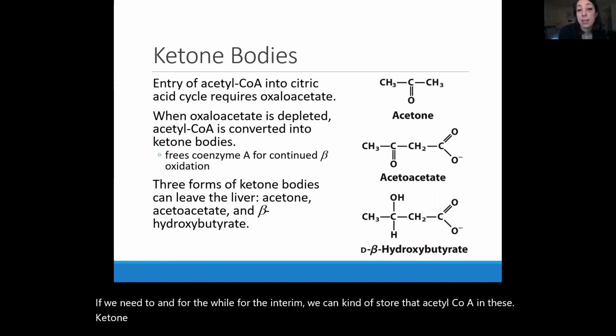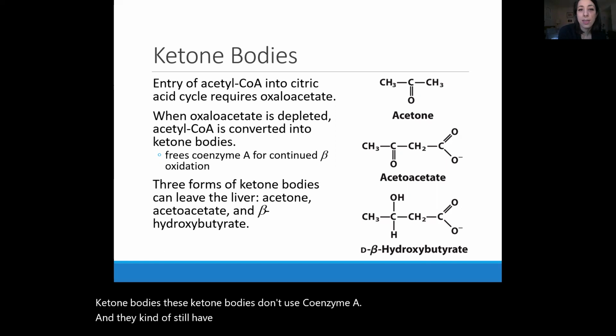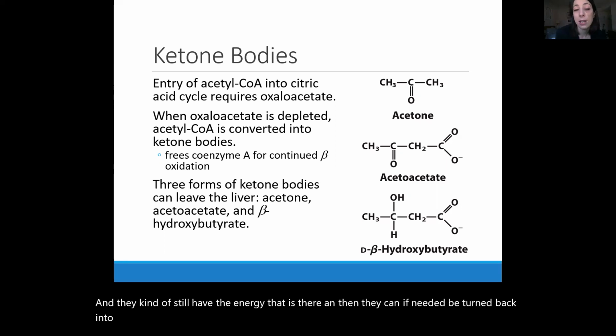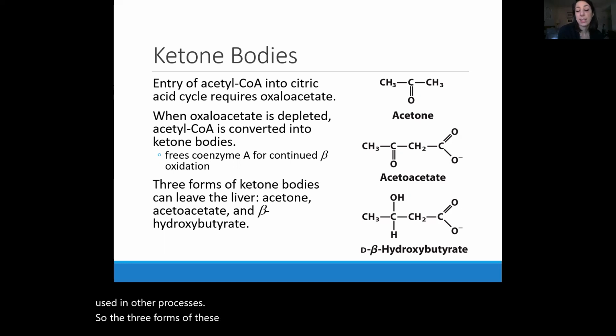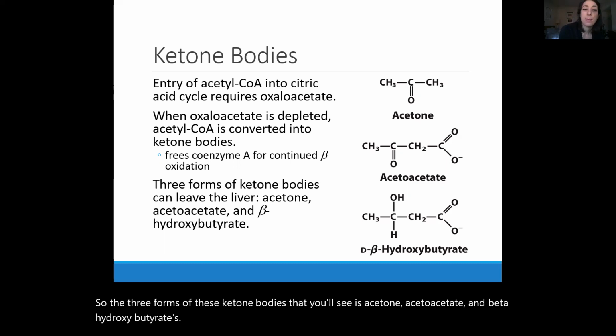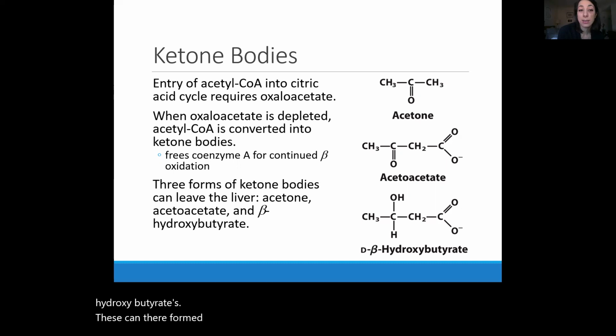These ketone bodies don't use coenzyme A. They still have the energy that is there, and then they can, if needed, be turned back into acetyl-CoA later to be broken down through the citric acid cycle, or they can be used in other processes. So the three forms of these ketone bodies that you'll see are acetone, acetoacetate, and beta hydroxybutyrate. They're formed in the liver, and they can leave the liver.